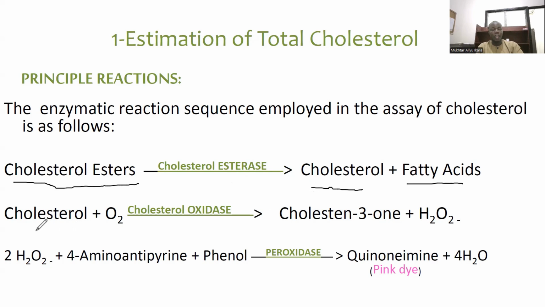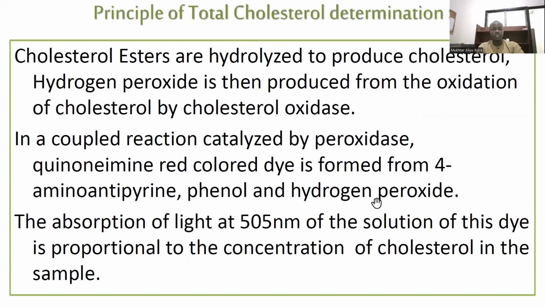And then the cholesterol will now react with free oxygen using cholesterol oxidase to produce cholestenone plus hydrogen peroxide. And then the hydrogen peroxide generated in the second reaction will now react with 4-aminoantipyrine plus phenol in the presence of peroxidase to give a quinone imine, which is pink in color. And of course, this quinone imine pink color will now be measured spectrophotometrically at an absorbance of 505 nanometer.